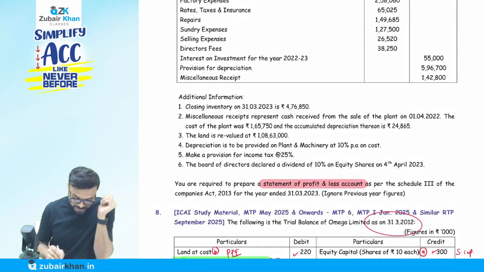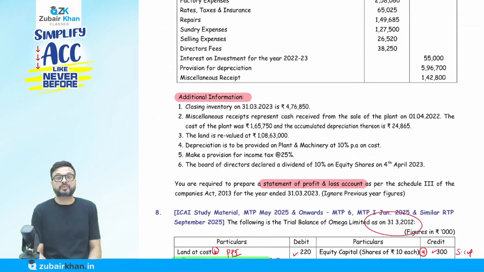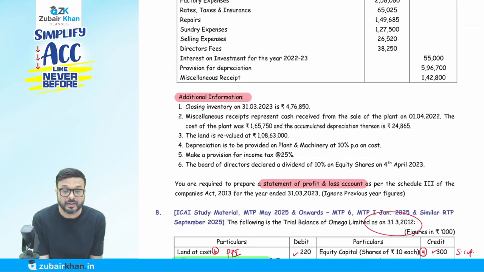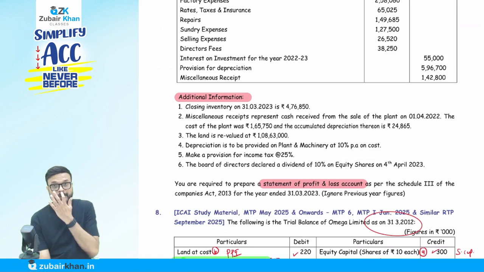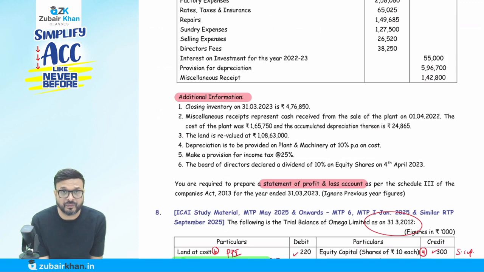Now additional information. Closing stock on 31st March 2023 is rupees 4,76,850. Miscellaneous receipt represents cash received from the sale of plant on 1st of April 22. The cost of the plant was rupees 1,65,750 and the accumulated depreciation thereon is rupees 24,865. The land is revalued at rupees 1 crore 8,63,000.